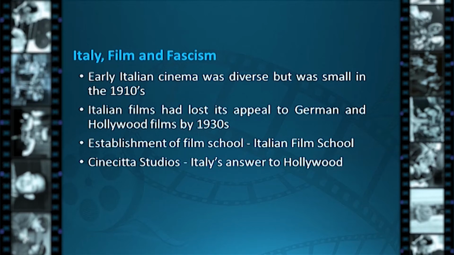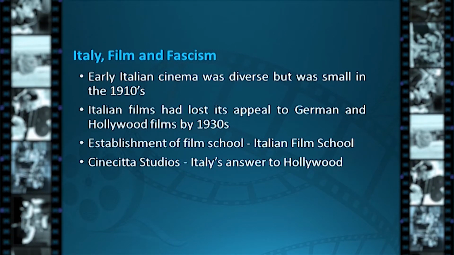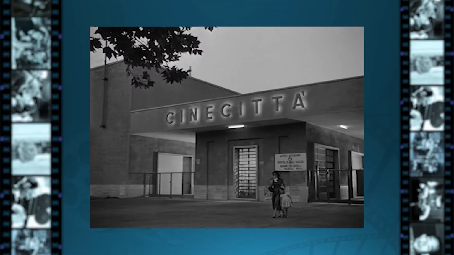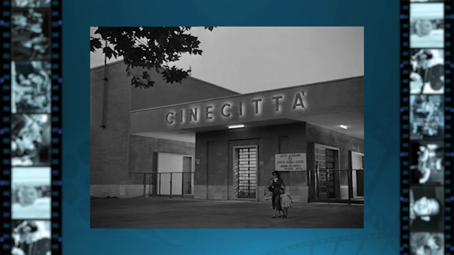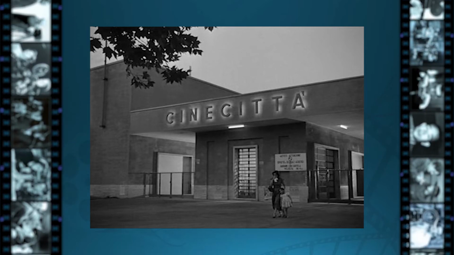So they established film schools, which was called the Italian film school, which came up in the mid 1930s. And they established a new studio called the Cinecittà Studios, which was Italy's answer to the Hollywood studio system. But this came at a price.